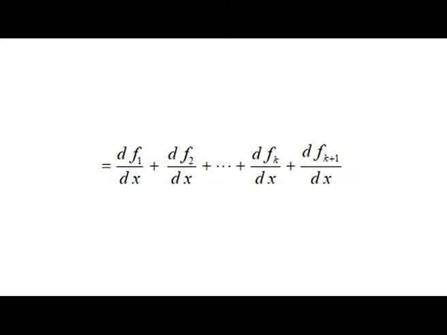which is equal to df1/dx + df2/dx + etc. + dfk/dx + dfk+1/dx. With these steps verified, the mathematical induction principle now guarantees the sum rule for every integer n greater than or equal to 2. Rule 5, the difference rule.